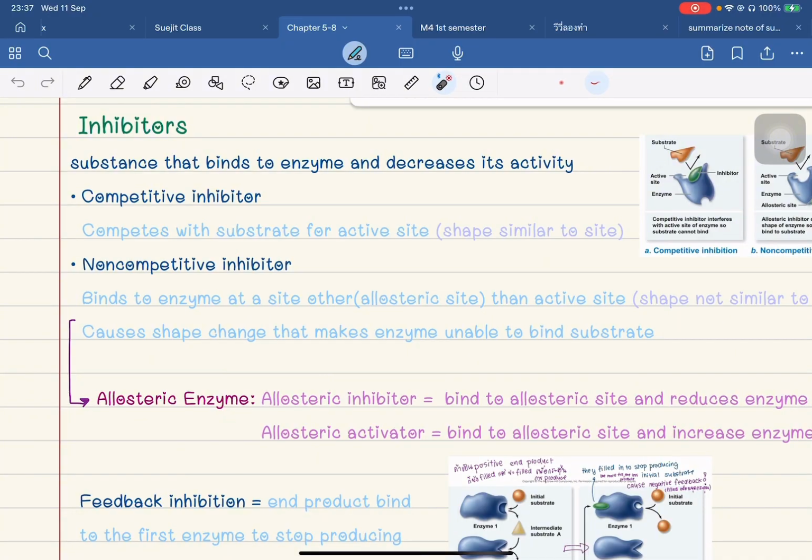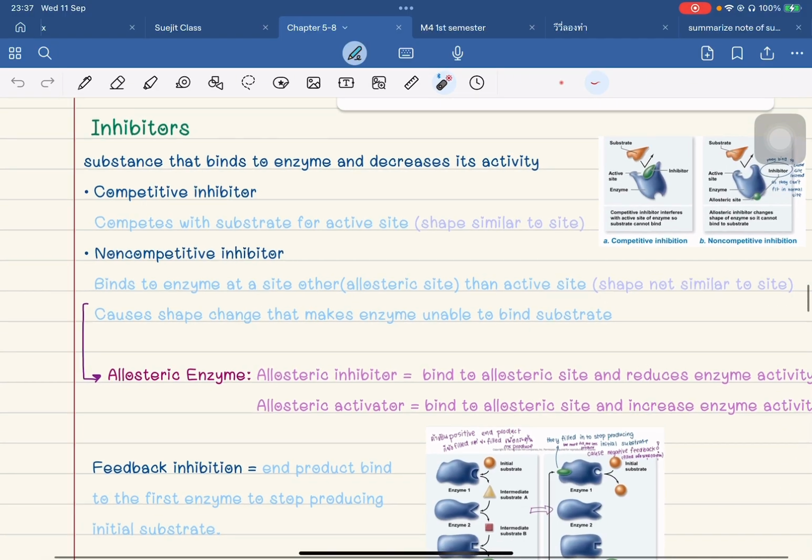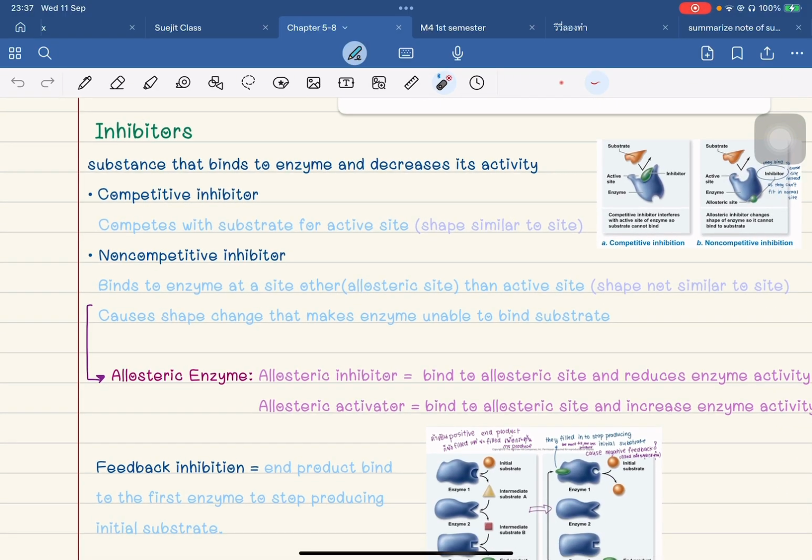And the non-competitive inhibitors bind to the enzyme at other sites, which are the allosteric sites. It's normal for them to bind to sites other than the active site, because the shape of the non-competitive inhibitors is not similar to the active site, so they bind to the allosteric sites instead.